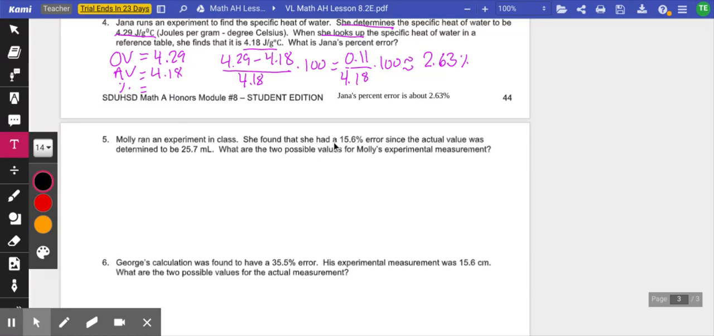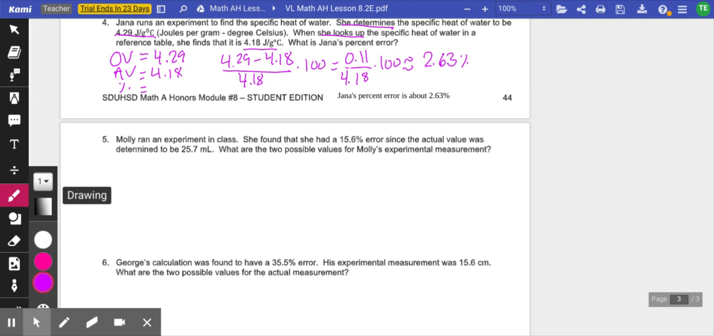All right, Molly ran an experiment in class. She found that she had a 15.6% error since the actual value was determined to be 25.7 milliliters. What are the two possible values of Molly's experimental measure? So we don't know if she is above or if she is below. So now we have to do some work. We are looking for, so again, I put down what I have: observed value, accepted value, percent.